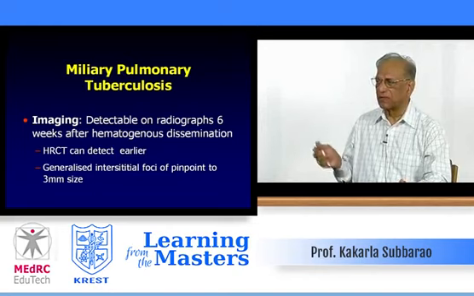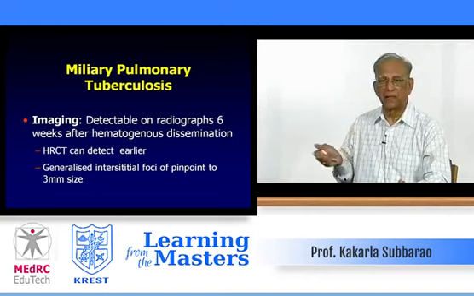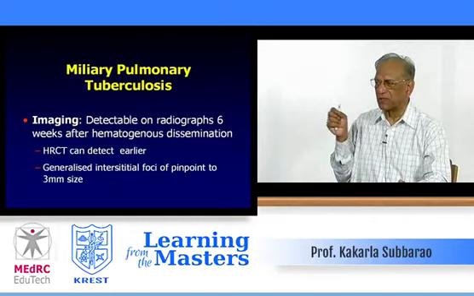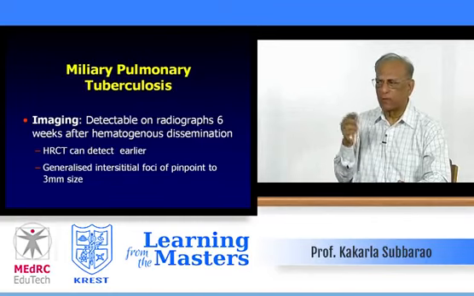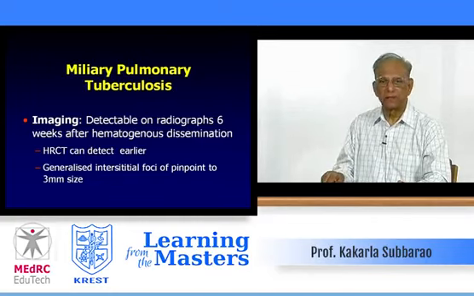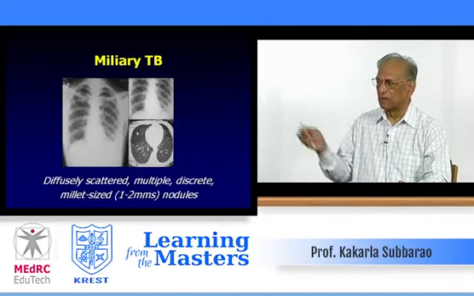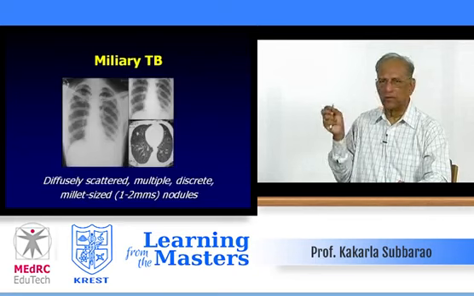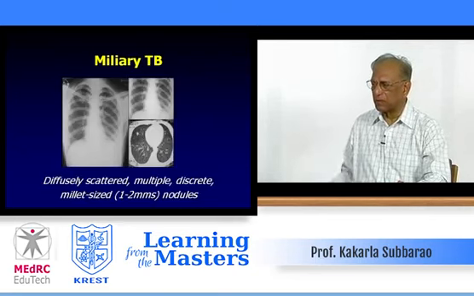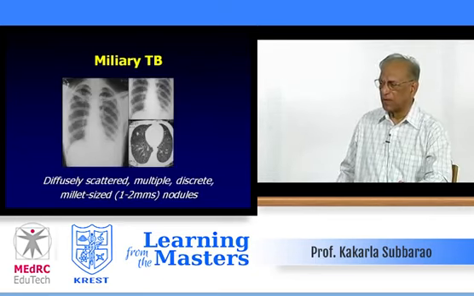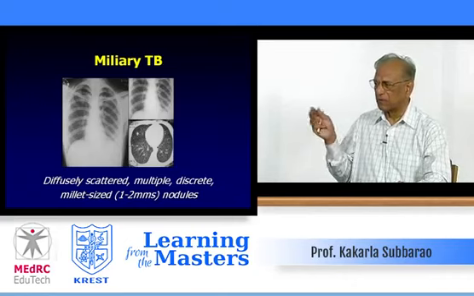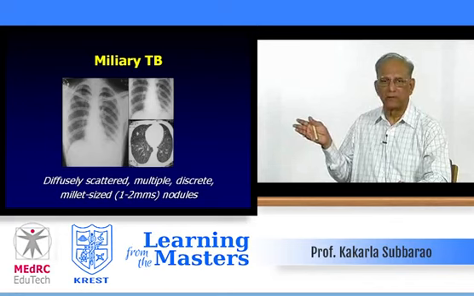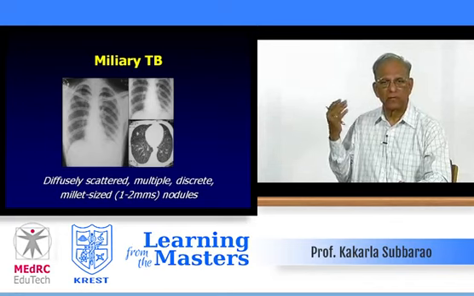And then HRCT can detect earlier than 6 weeks, generalized interstitial foci of pinpoint, approximately 3 millimeter size. Classical example of a miliary TB, note the chest film, there are multiple miliary pinpoint mottlings diffusely scattered, they are discrete, millet size, that is 1 to 2 millimeter nodules. That's why often we miss it in fluoroscopy as well as in radiography.